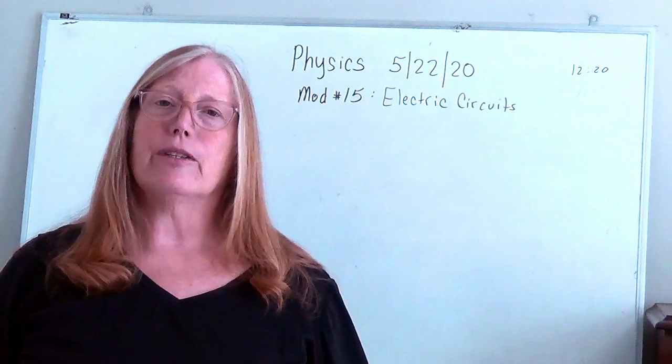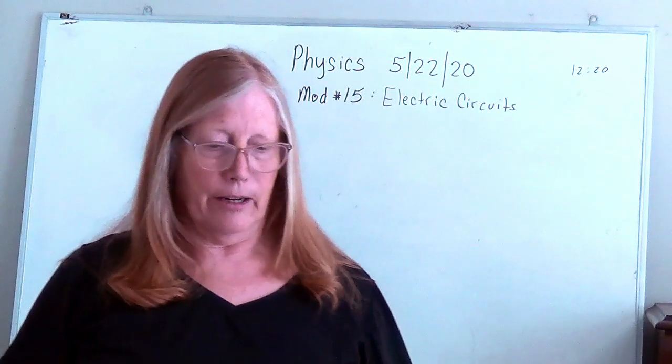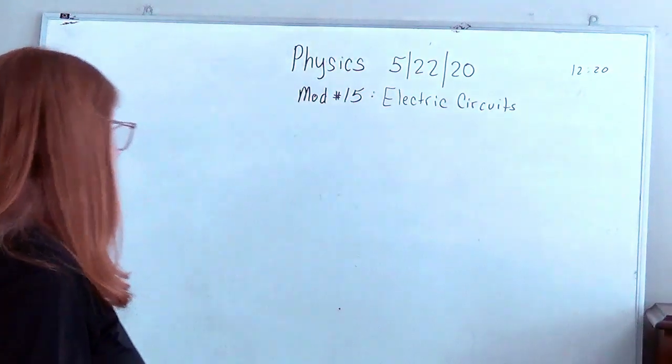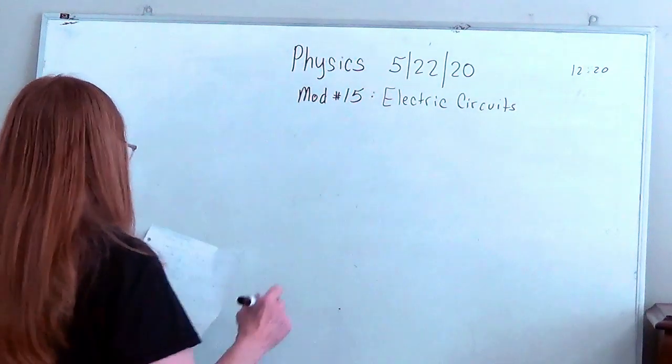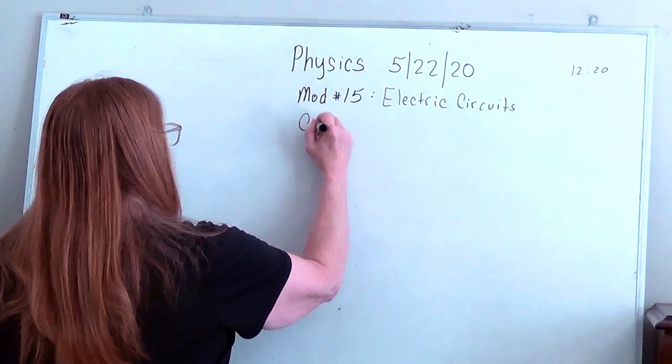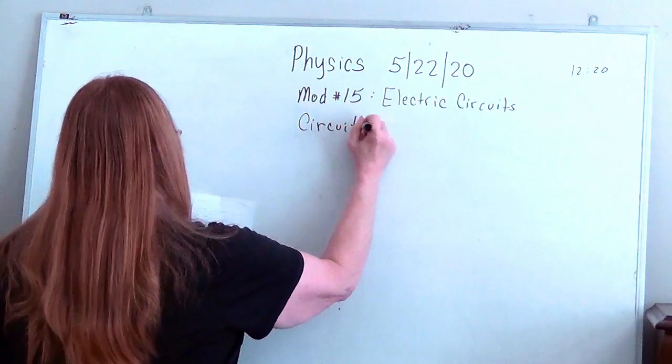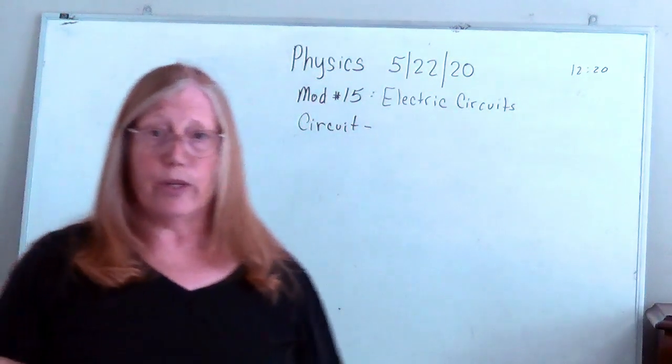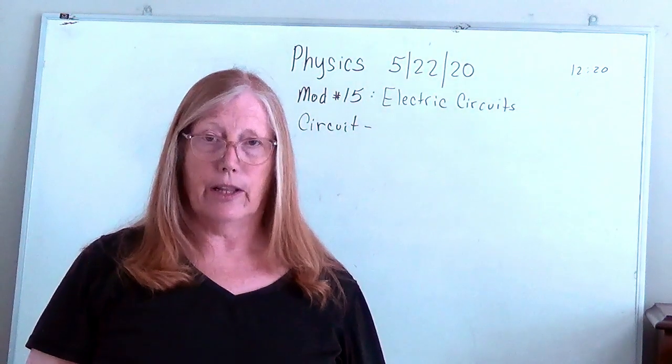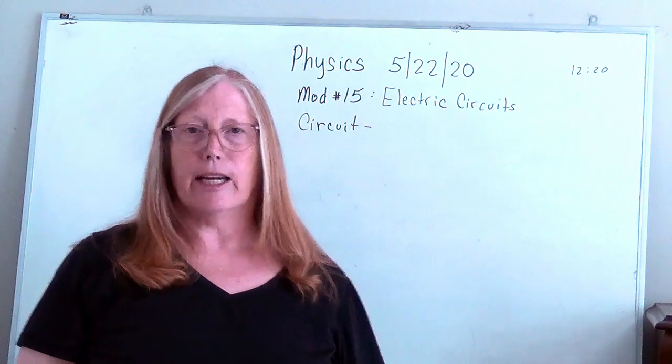So let's just start with our definitions, basic understanding of electricity running through a circuit. So what is a circuit? A circuit is a closed loop, emphasis closed, that carries electricity.